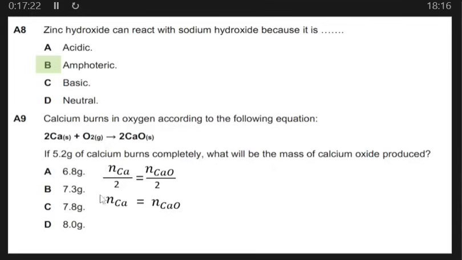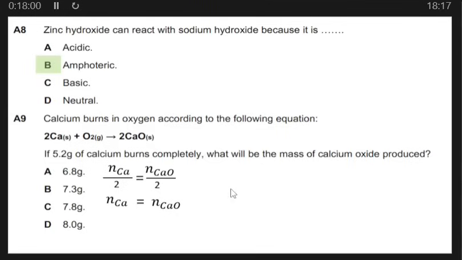Meaning, if we are able to know the number of moles of calcium, that number of moles will also be equal to the number of moles of calcium oxide. So here we first calculate the number of moles of calcium, because calcium is the substance whose mass has been provided. We are told 5.2 grams of calcium burns, so it's this one burning. We find its number of moles, and it will also be the number of moles of calcium oxide.